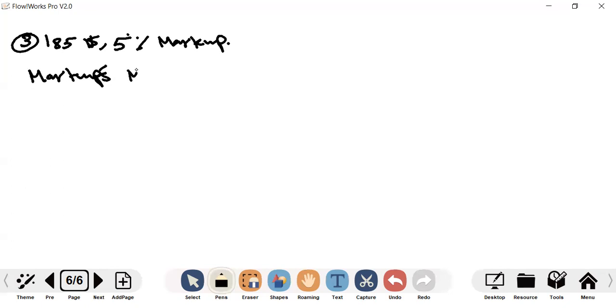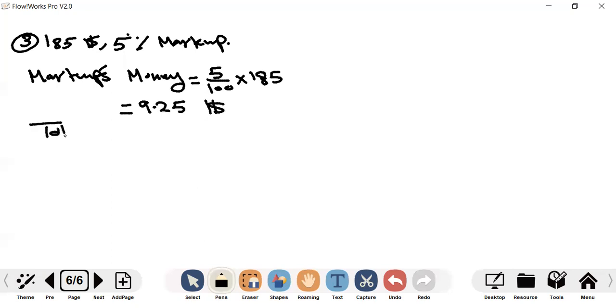Markup money equals 5 over 100 multiply 185 equals 5 times 185 equals $9.25. So the total cost, sorry, here we want what? The selling price, right?